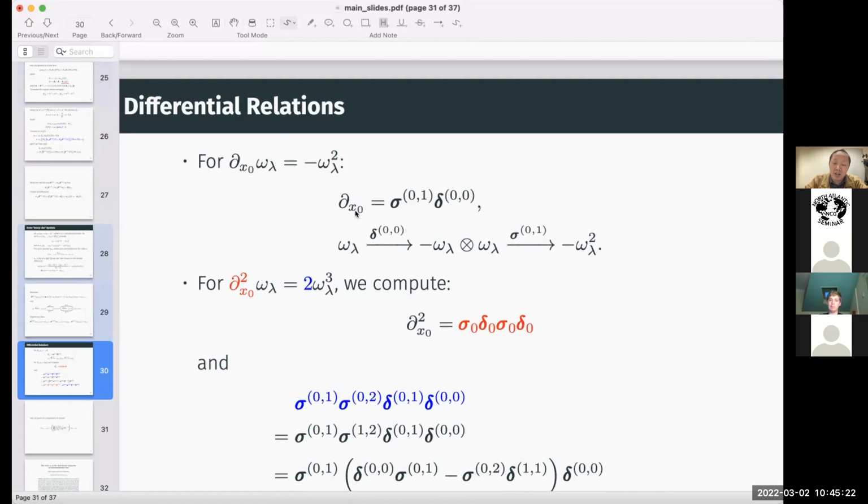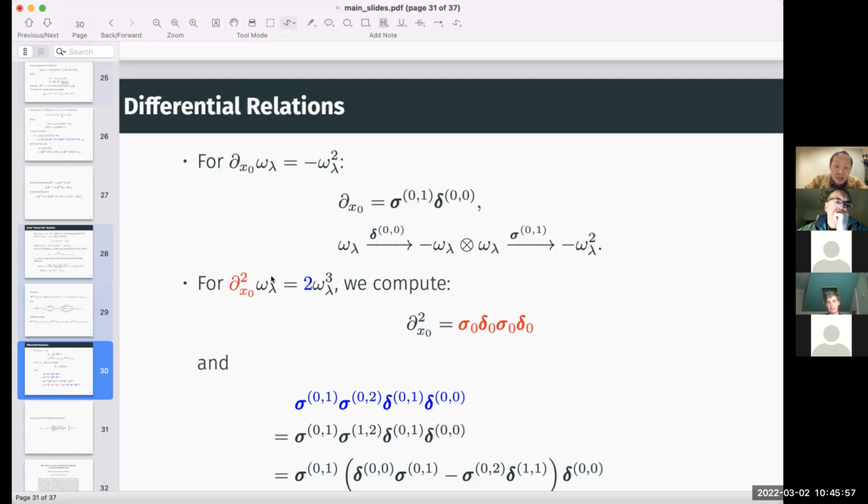First of all, I write the partial derivative as sigma of 0, delta of 0. This is the left-hand side. How do we get the right-hand side? For omega, you do omega tensor omega, and then you contract, you multiply, so you get an omega square. And then you can go further a little bit, and then you can continue.